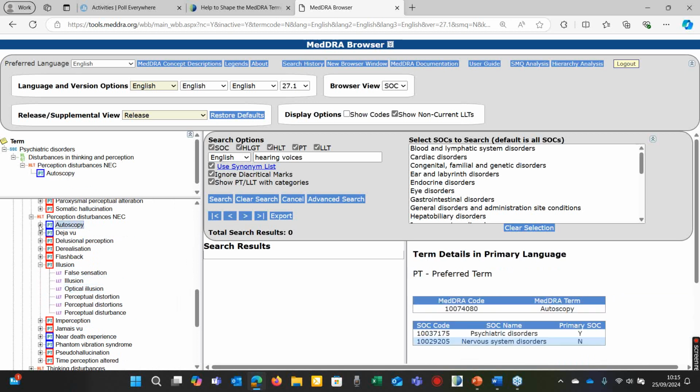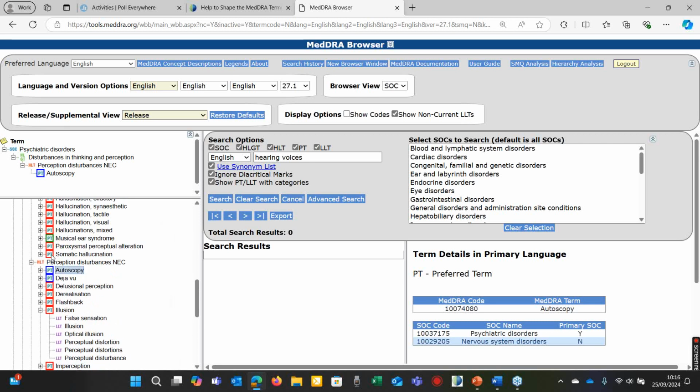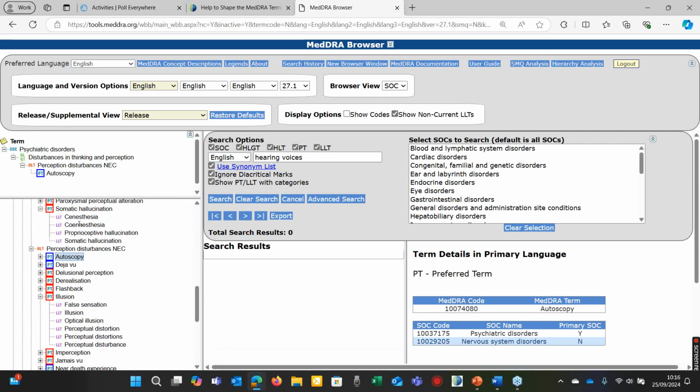The other terms here, autoscopy, nobody came up. This one was one I did think about including. This is where you have an out-of-body experience. Auto, yourself, scopy, seeing yourself. So it's where you perceive that almost there's two of you, one of you looking at the other one of you. And there's the somatic hallucination term there, where somebody thinks there's something wrong with them.